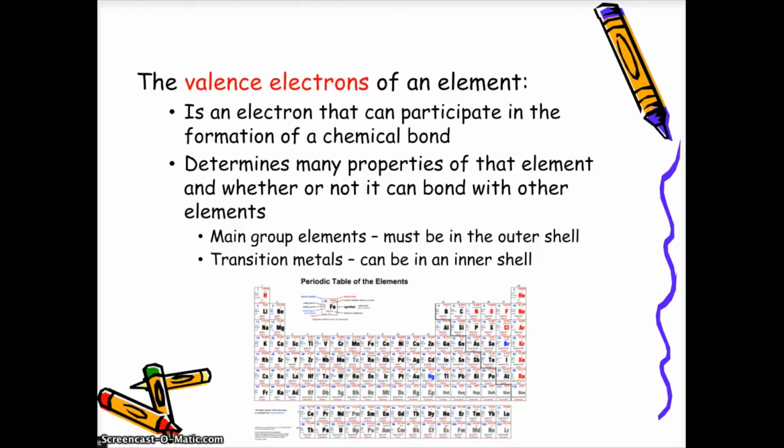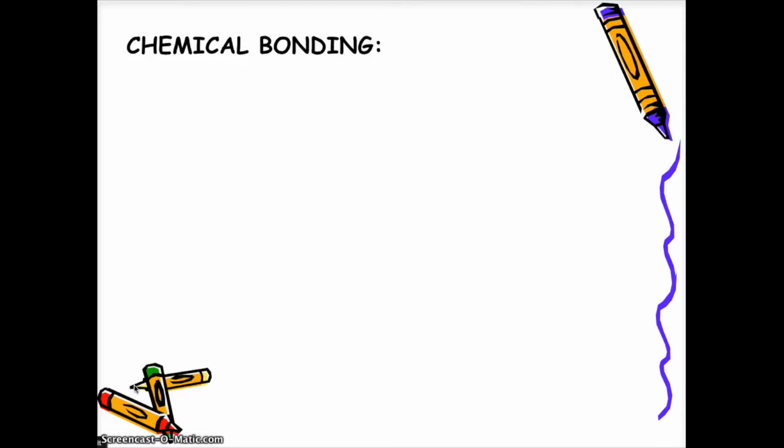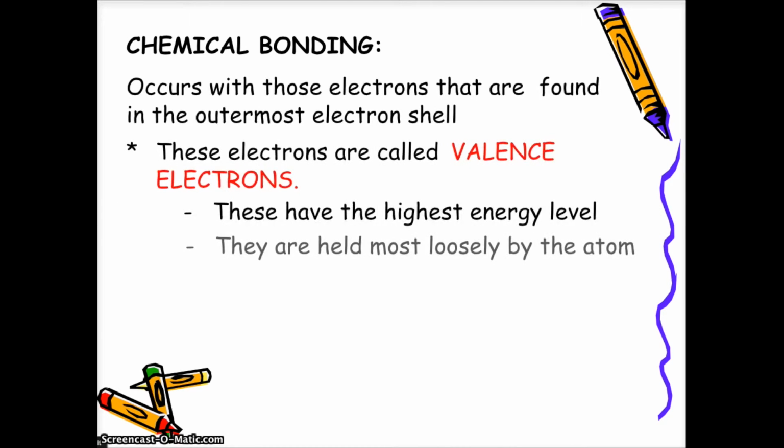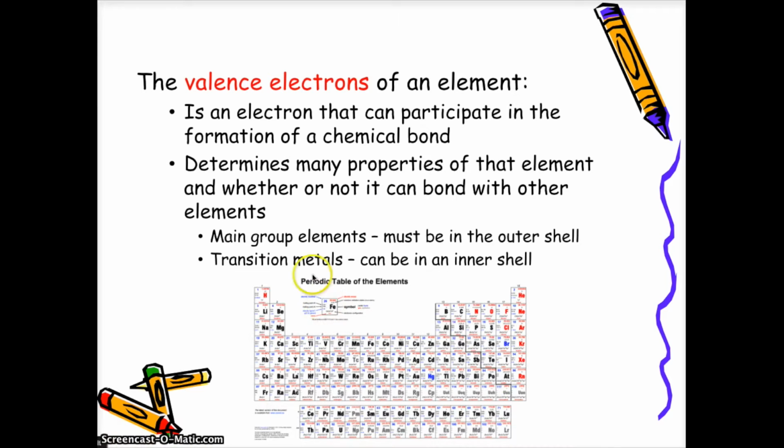Now our main group of elements, the ones that you're going to see there, are going to be the ones that we see in the outer shell. The main group of elements are really groups 1 and 2, as well as these groups here, which are 13, 14, 15, 16, 17, and 18.